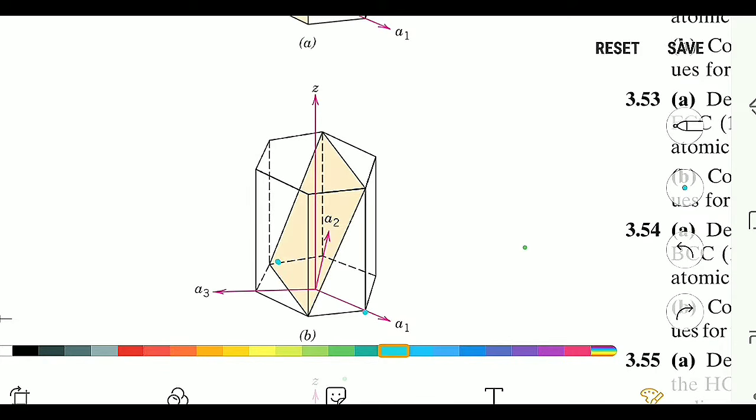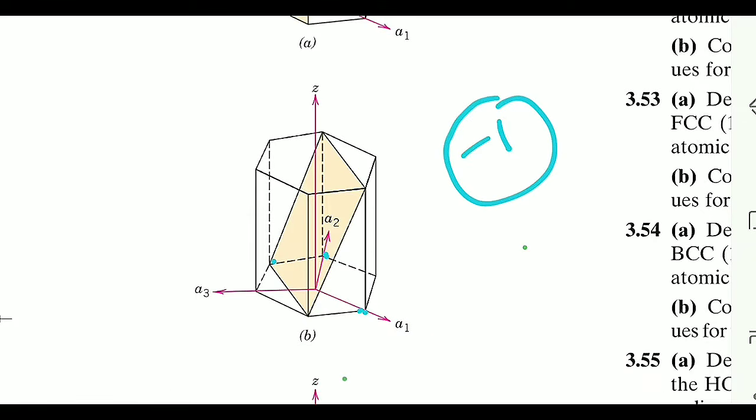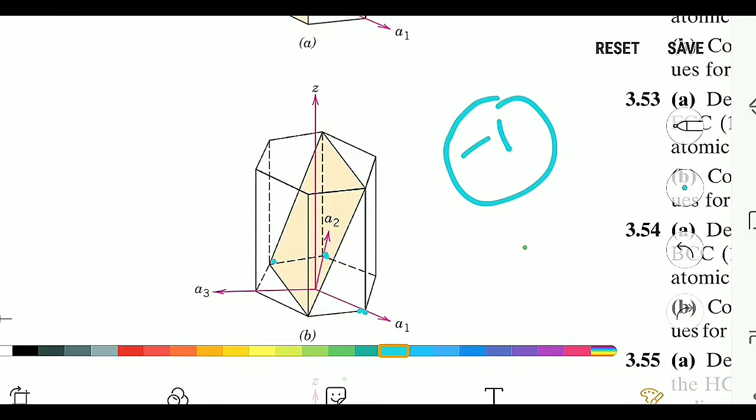So the intercept corresponding to the a1 axis will be -1, for the reason that here is the corner, and the corner just opposite to it corresponds to the negative a1 axis, and the plane is clearly cutting it at the edge of the unit cell along the negative a1 direction. That is why the intercept along the a1 direction will be taken as -1. Now let's talk about a2. Here is the corner for a2, and the corner just opposite to the positive a2 direction is this one, and the plane is clearly touching it at this point.